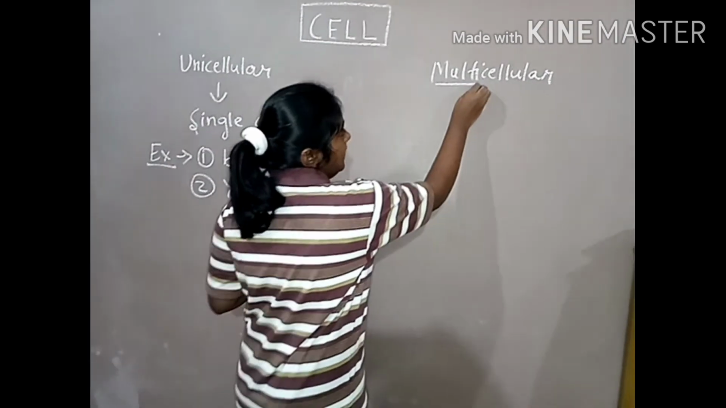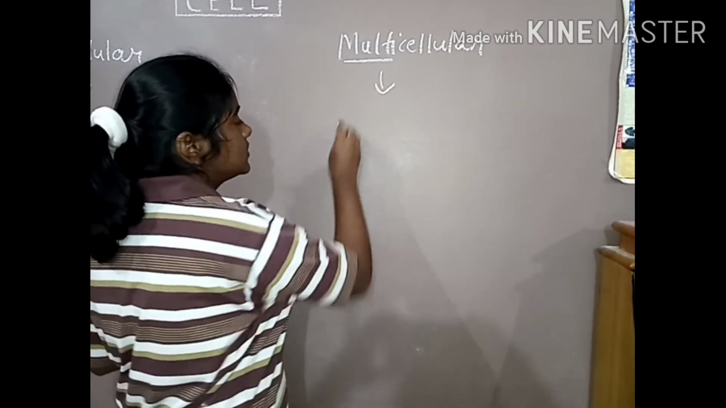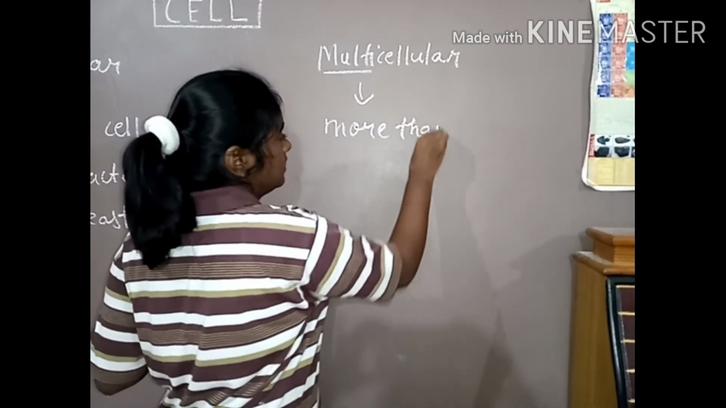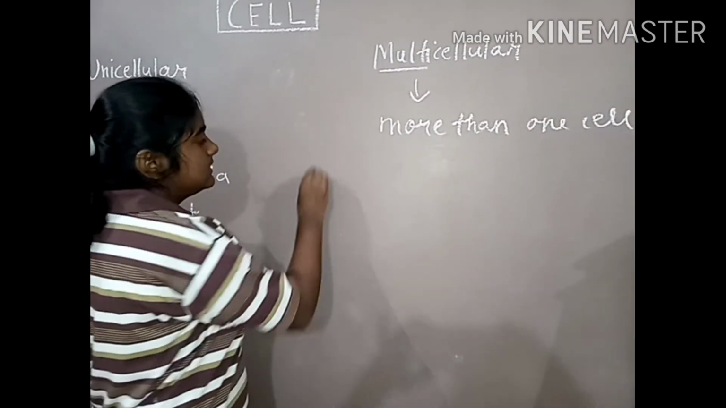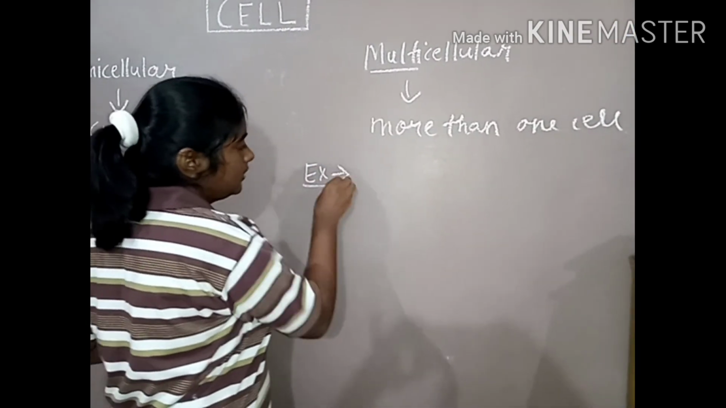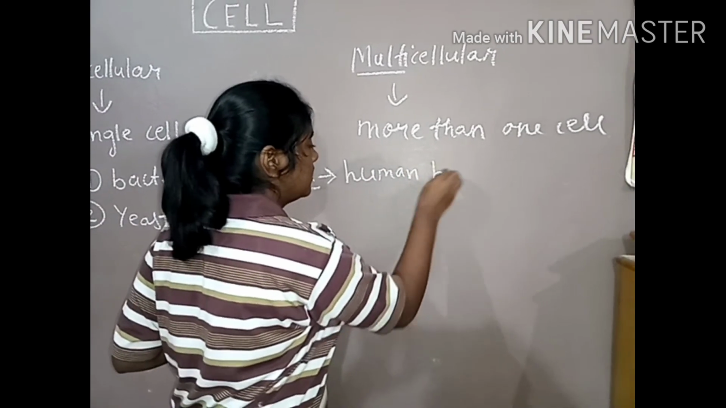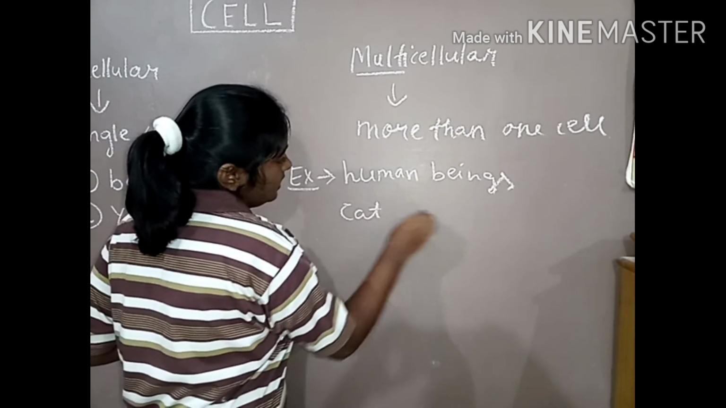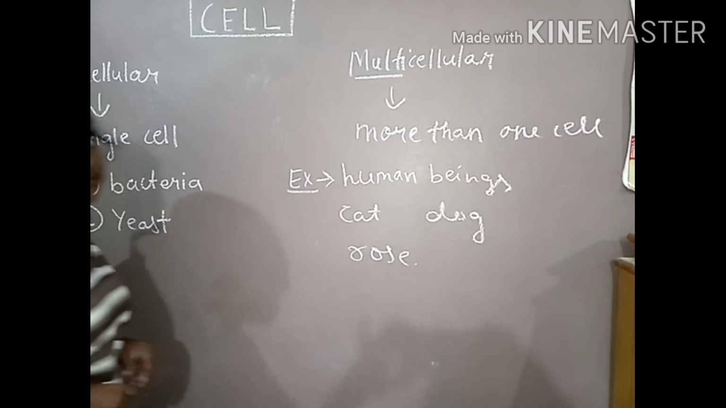Multicellular organisms are those organisms which contain more than one cell. For example, we human beings, cat, dog, rose, etc. So this was all about cell.